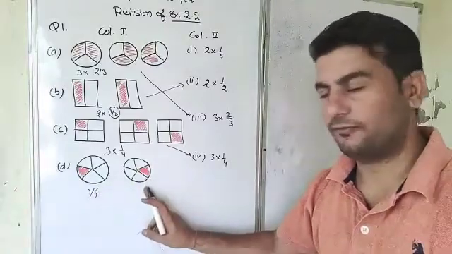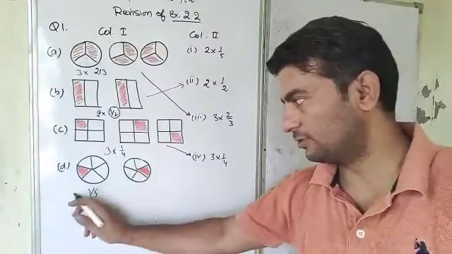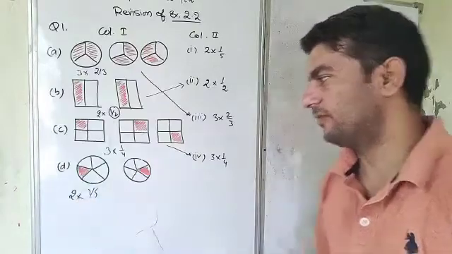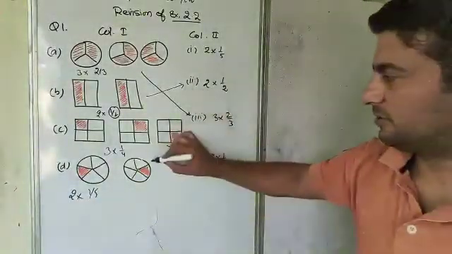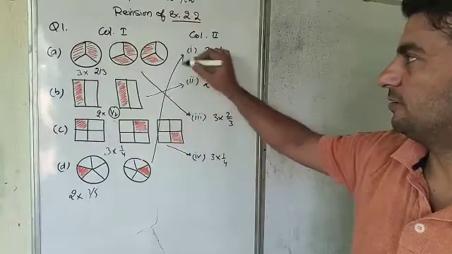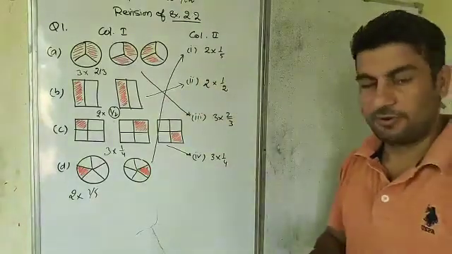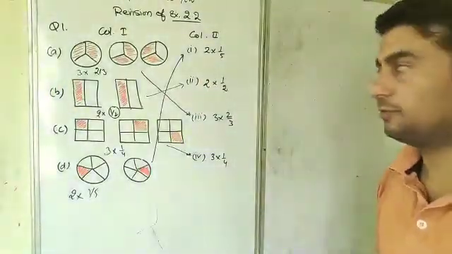1 out of the 5 parts is colored. Similarly 1 out of the 5 parts is colored. So there are 2 diagrams. So 2 multiplying 1 out of the 5 parts is colored. So this represents the column number 1 data. Okay, now come to question number 2.